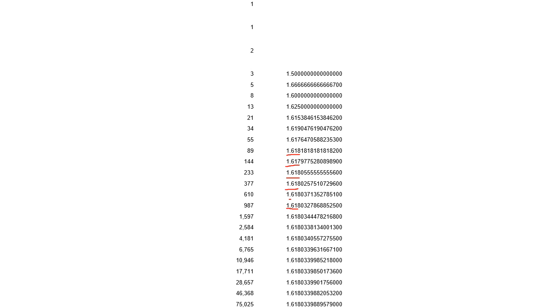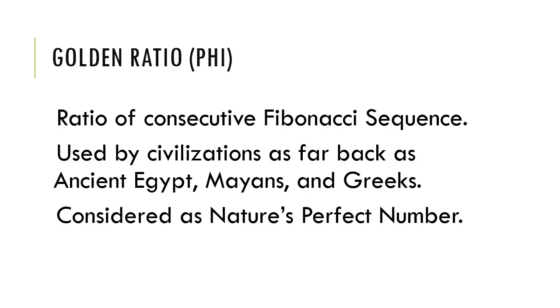What's with 1.618? That is actually what we call the golden ratio. So if we are to measure certain measurements na mayroong ganitong ratio, may ganitong proportion, we are saying na yung number na yun ay within the golden ratio. So ano bang significance ng golden ratio? Golden ratio is or phi is the ratio of consecutive Fibonacci sequence.